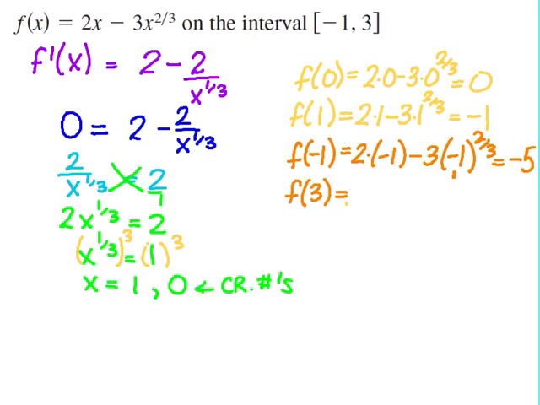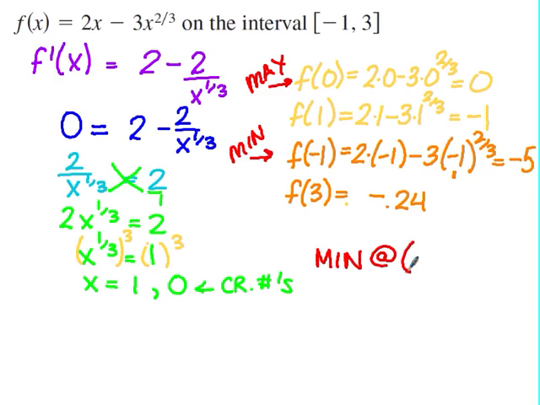All right. What is f of 3? And you will get a decimal here. -0.24. Good job. Okay, -0.24. So now we need to go ahead and say what the min and the max are. Minimum would be -5. Minimum's -5, okay? And the maximum is 0. So now we need to go ahead and write those out. So I've got a min at what point? -1, -5, nice job. And then I've got a max at what point? 0, 0.